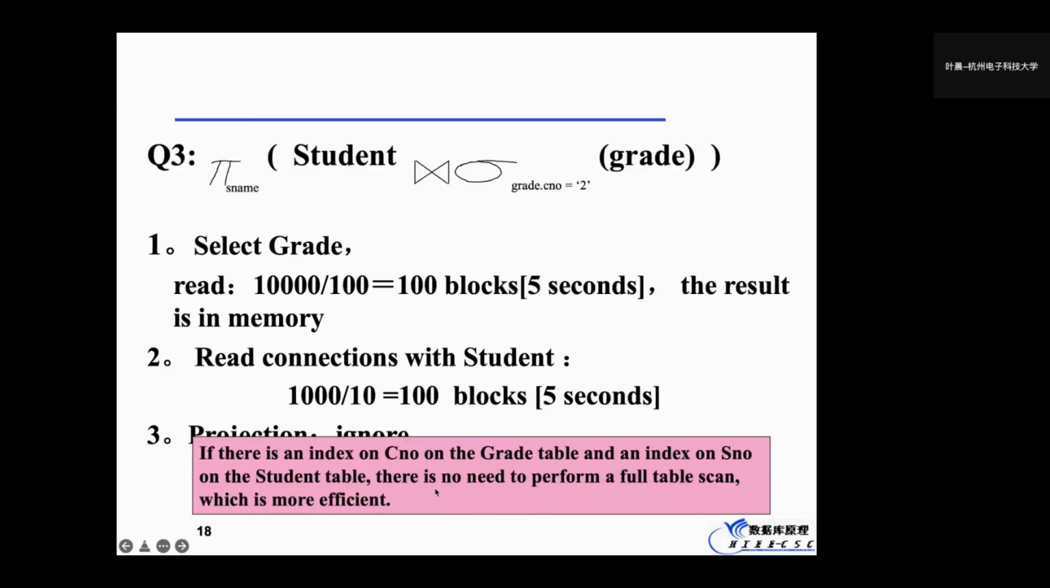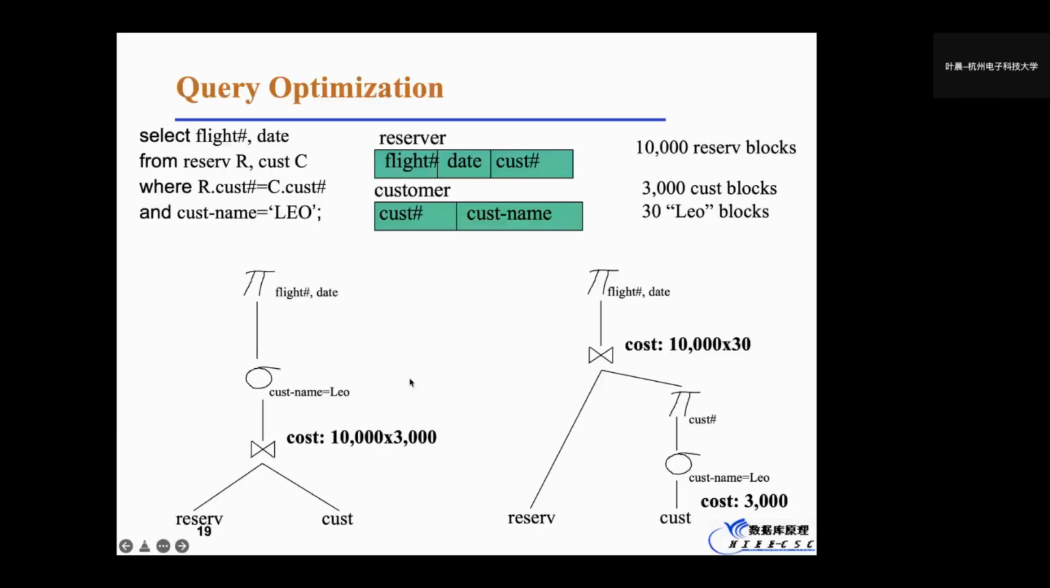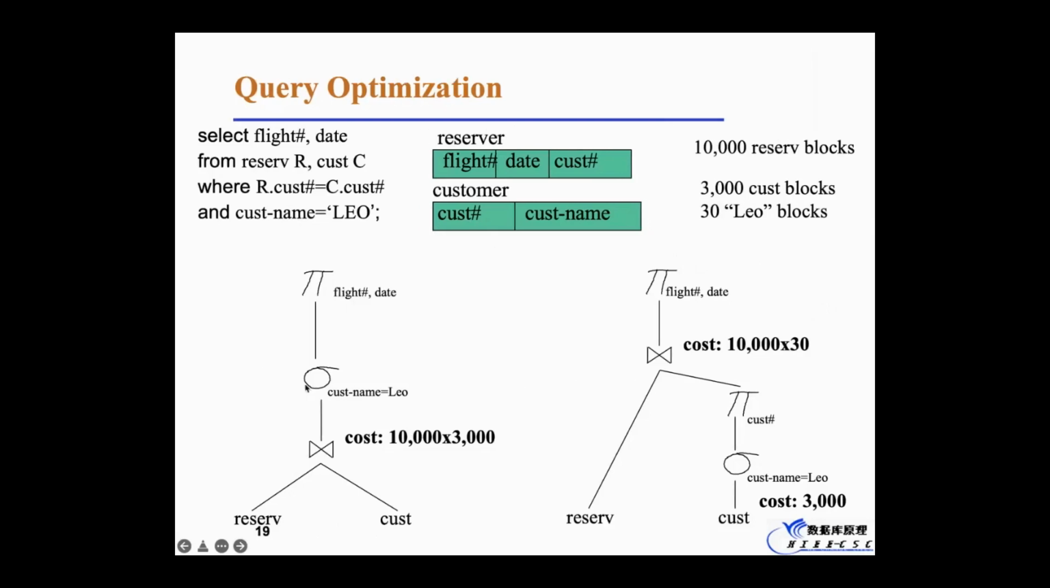So here, as we know, with different writings, maybe we can get the same result, but the cost is different. So that is why we need query optimization. So here, for example, we write in SQL, and these two tables' schema is like this. So we can see these two selections are equal, which means we can get the same result, but their cost is different.